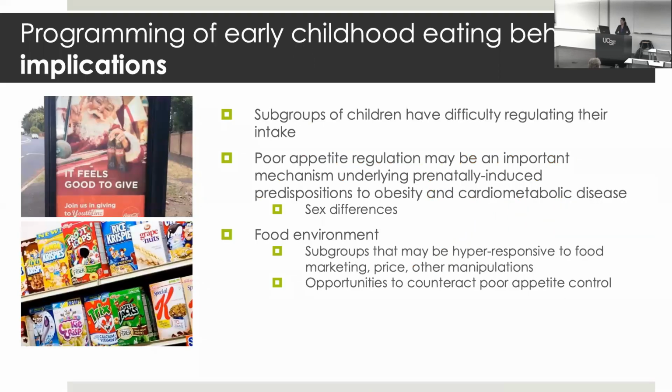Okay, so why does this matter? First and foremost, it indicates that we have such groups of children, in this case identified by prenatal factors, who have difficulty regulating their intake. And it suggests that poor appetite regulation might be an important mechanism underlying prenatally induced predispositions to disease. And again, the sex differences as well.